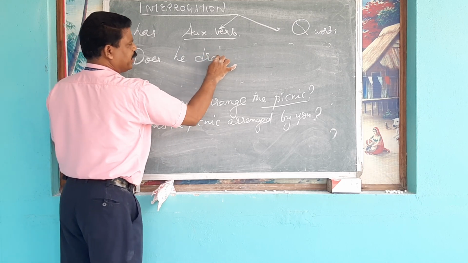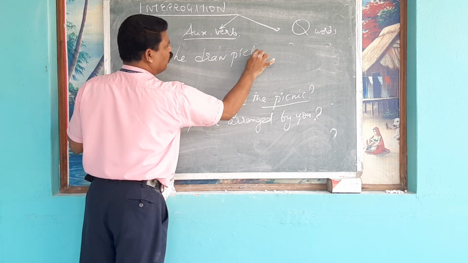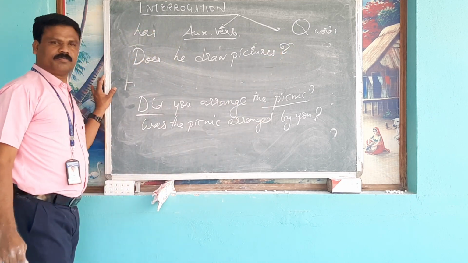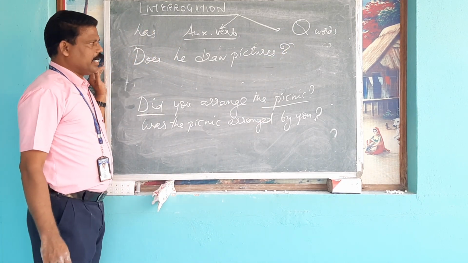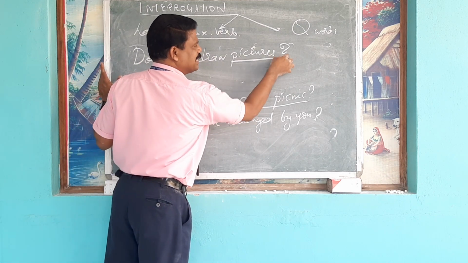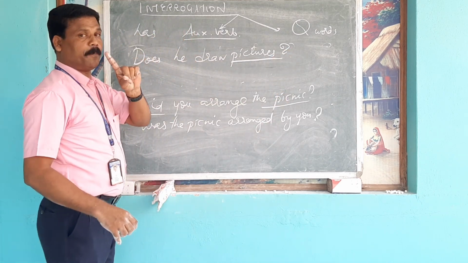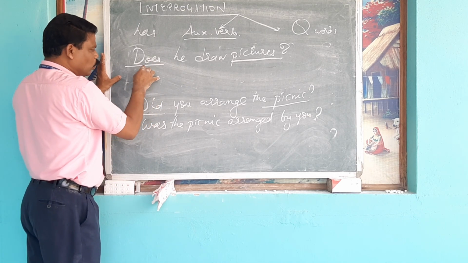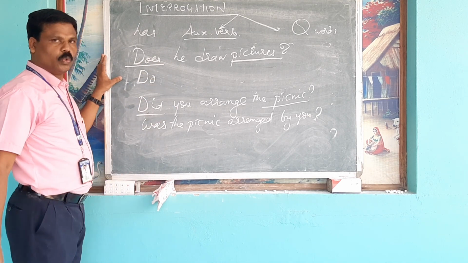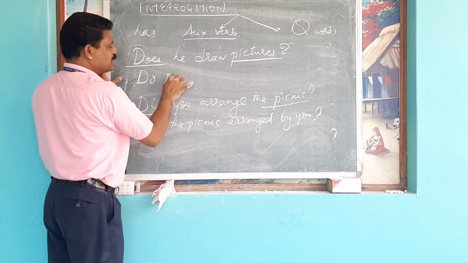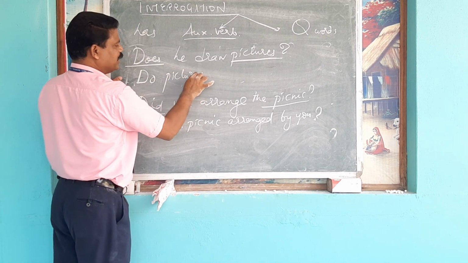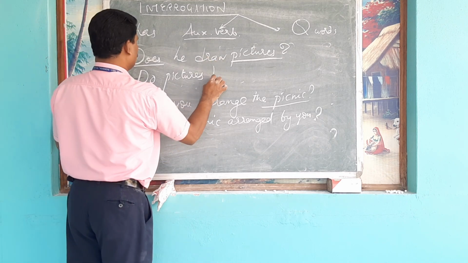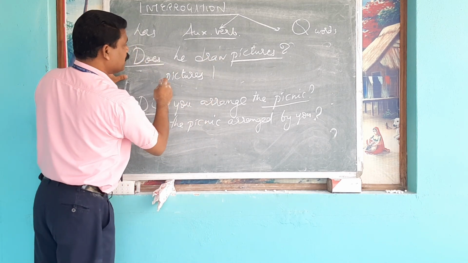Does he draw pictures? Here the object is pictures. It itself is plural. Auxiliary does. So we have to use the plural form do, object, pictures. Then no need to add be, being, been. Third verb. Sorry, here do, does.